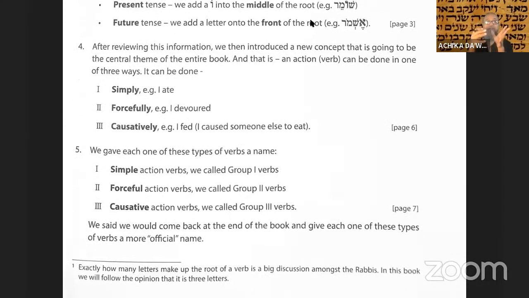The 5th thing that we understand is that each of these types of verbs, in these groups, they actually named them after a group. Like I said, group 1 is the simple, which is an action being done in a very simple way. Group 2 is the forceful way, and group 3 is the causative. And later on, at the end of the book, they're going to go over these and give them more official names.